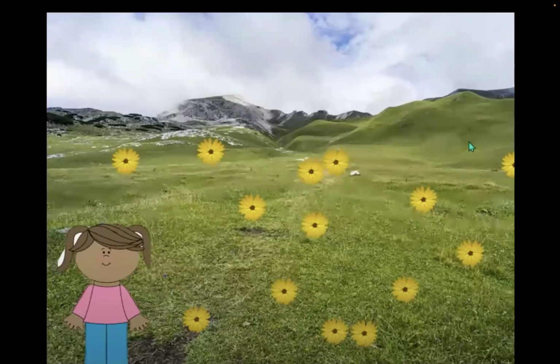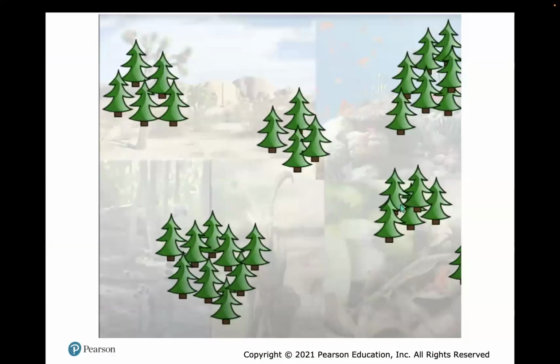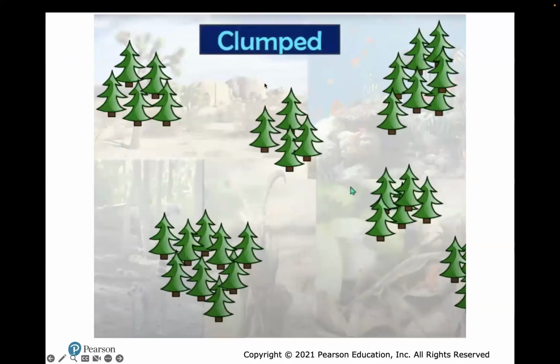Most of the populations that you're going to study are going to have a random distribution or dispersion pattern. So plants, most of the time, it depends on where the seeds fall. So most of the time it's random. And then we have another type here. And here you can see they're kind of in groups. So when they're in groups, we call them clumped. They're clumped together.